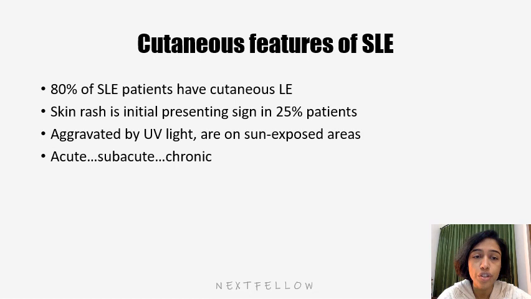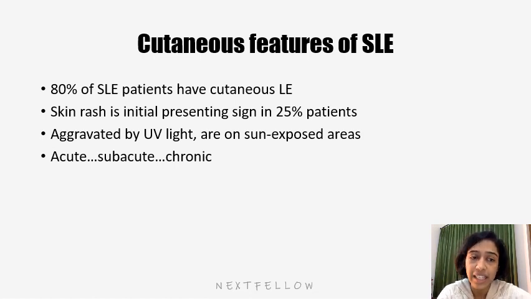So the cutaneous features of SLE. 80% of patients with SLE will have cutaneous features, all right? So there are specific cutaneous features and some non-specific which may occur in other diseases as well. So there's a huge list. I'll just go through them slowly with you, okay? So initially in SLE, they say that you may have skin rashes in about 25% of patients as one of the presenting symptoms. And this typical rash of SLE is usually photosensitive, so aggravated by UV light, and they tend to occur on the sun-exposed areas, right? The V of the neck, the face, and the forearms.